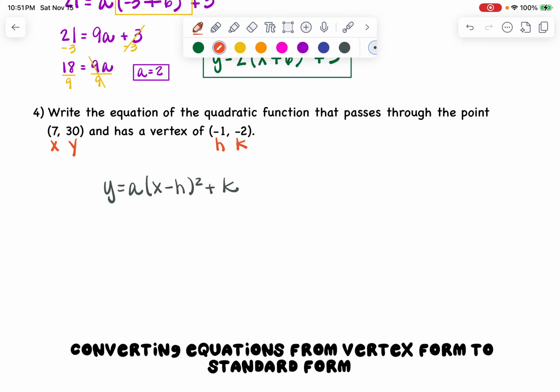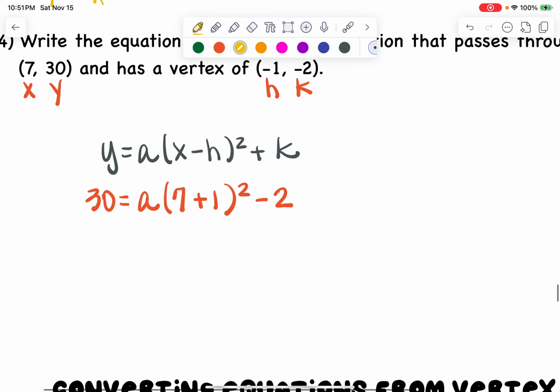There we go. All right, now we're going to plug in 30 for y. We're going to solve for that a value. 7 goes in for x. The h is negative, so it's going to create a double negative, which is going to make this (7 plus 1) squared. And then my k is also negative, so -2 hanging off the end. You got to be so careful with your signs, right? If you miss one little sign, it's going to throw the whole problem off. But again, checking it in decimals will allow you to figure that out.